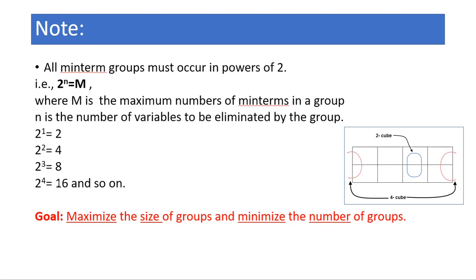Whereas 2 to the power 4, that is 16, can work out only with a 4 variable K map. So remember this, that all the minterm groups should occur in powers of 2. So 2 to the power n will be equal to m, where m is the maximum number of minterms in a group.